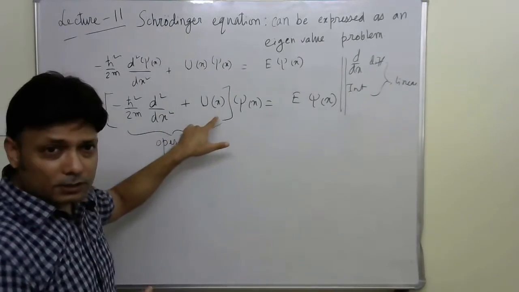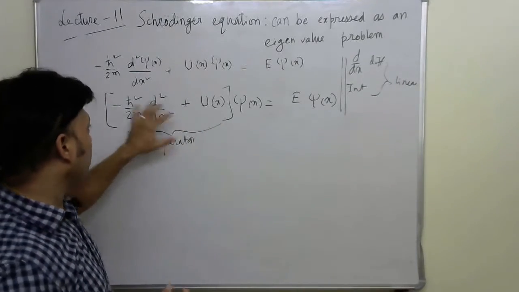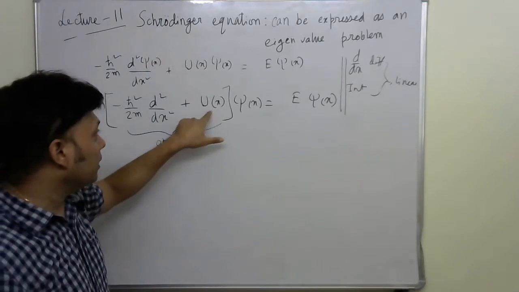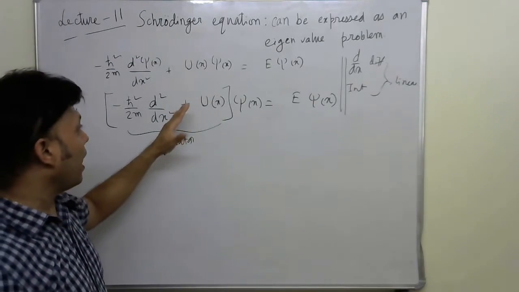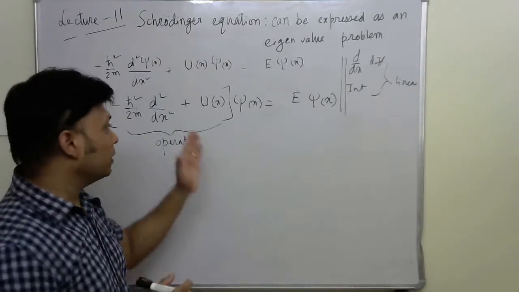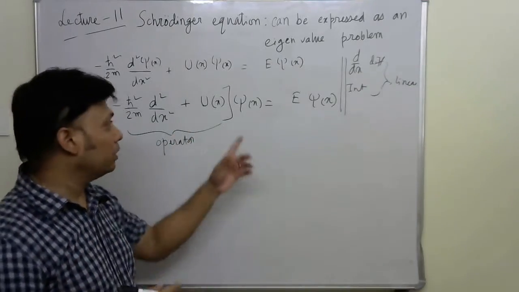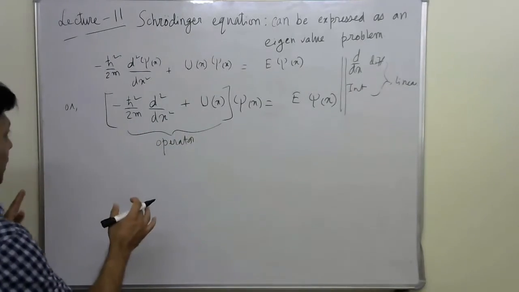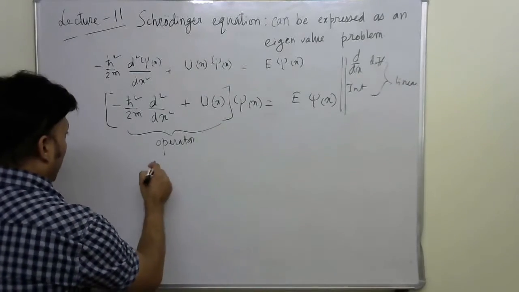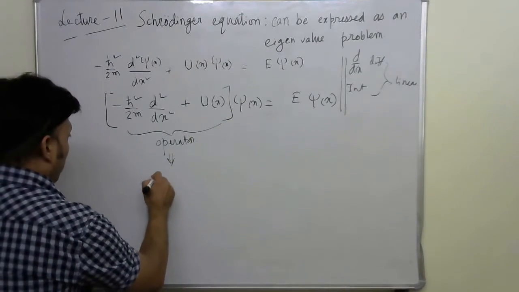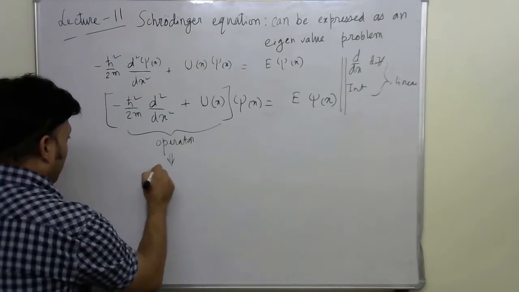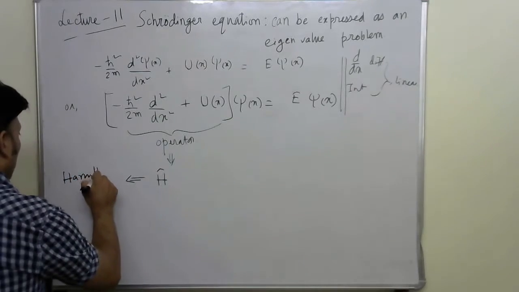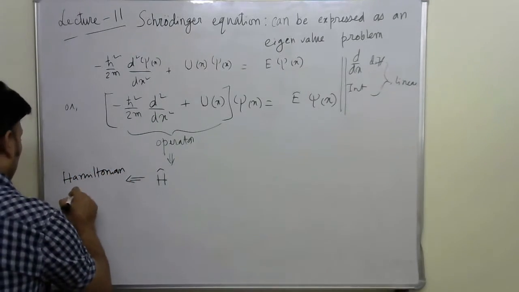Now how does this U of x operate? We understand that this is a double derivative, so you have to take differentiation two times. Here this U of x simply operates as a multiplication, so its function is to get multiplied with U of x. So it works as a multiplication operator. In quantum mechanics, this operator we call H, and this is called a Hamiltonian operator.